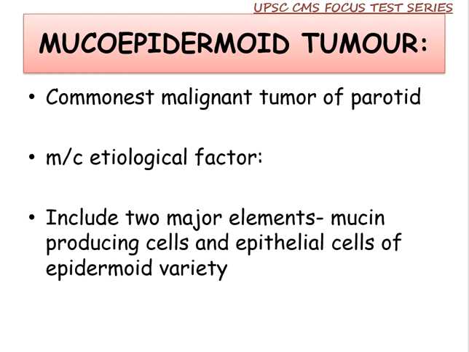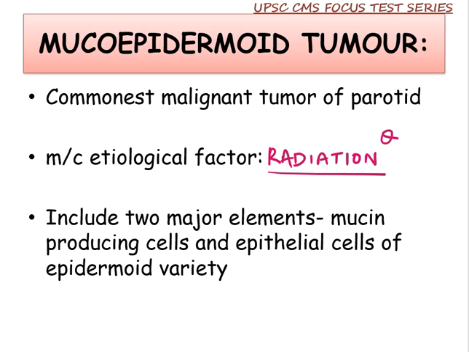The most common etiological factor is considered to be radiation. This is again a very important question. Why? Because they can just ask you, radiation as an etiology is implicated in which of the following cancers? Which of the following salivary gland tumors? It is always mucoepidermoid tumor. The most common etiology is radiation.